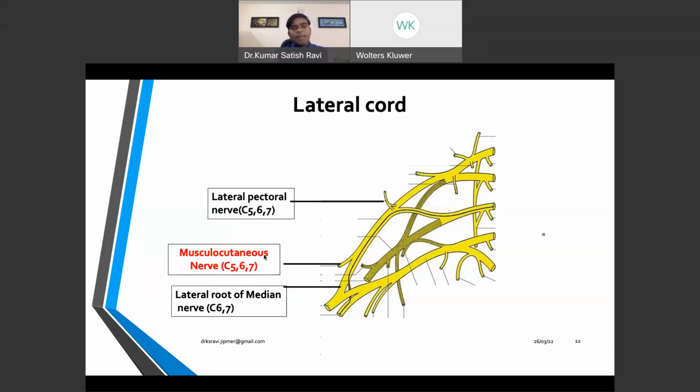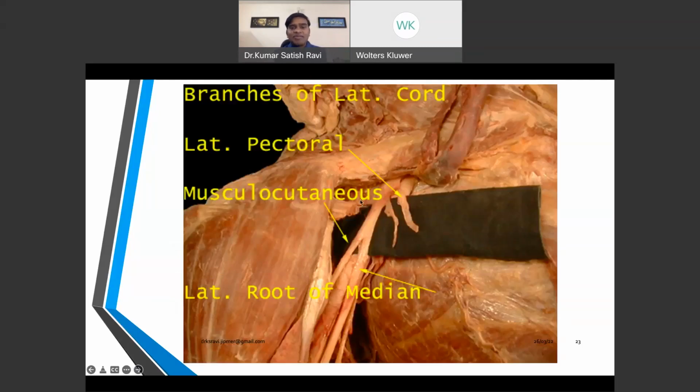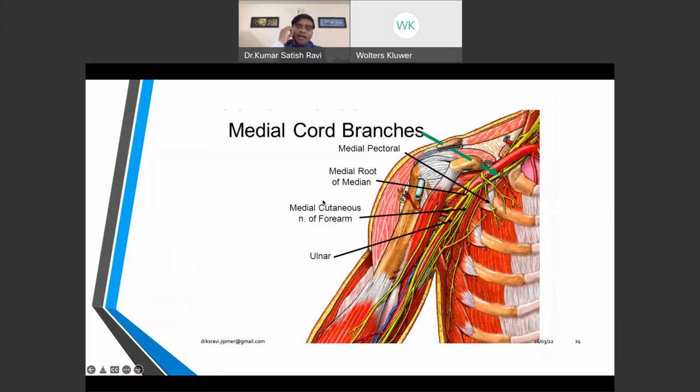Coming to the branches, in this diagram you can appreciate this is the lateral pectoral nerve, right? Then you have the musculocutaneous nerve, and this is the lateral root to the median nerve. This lateral root and the medial root to the median nerve both will join and form the median nerve. In the next slide, we'll see the branches from the medial cord of the brachial plexus.